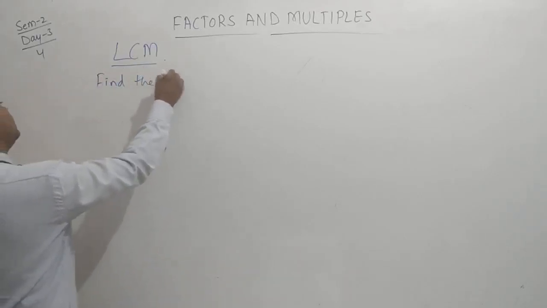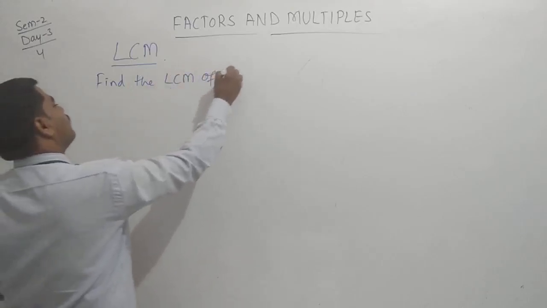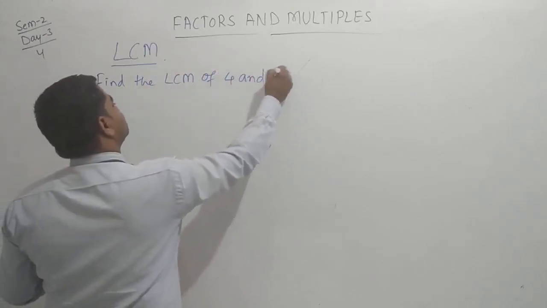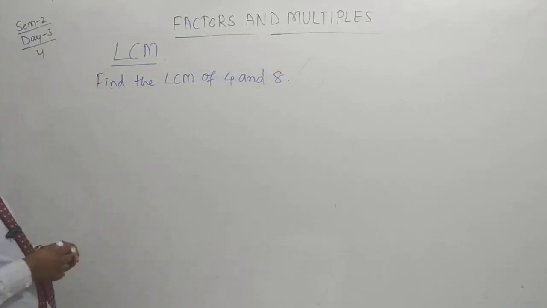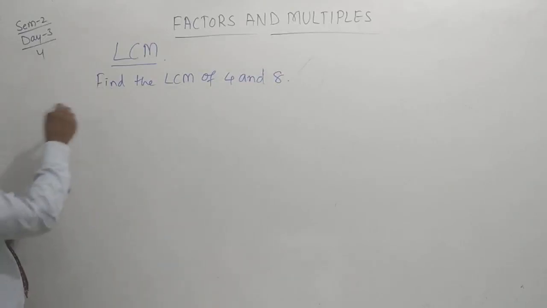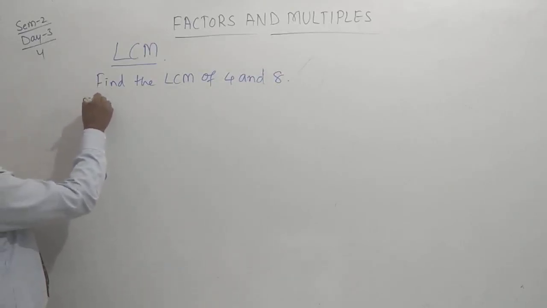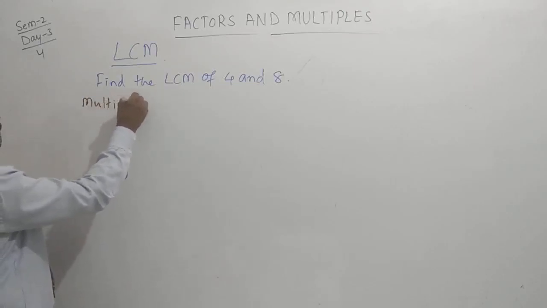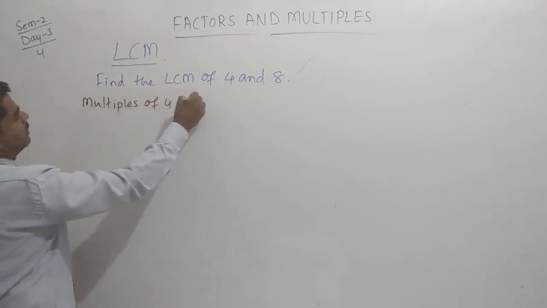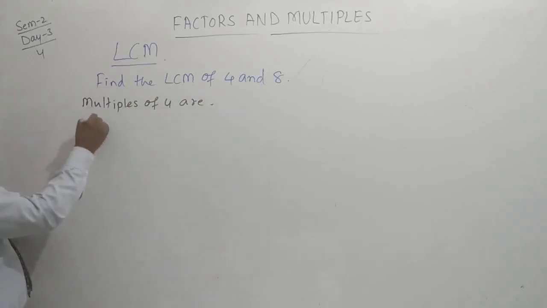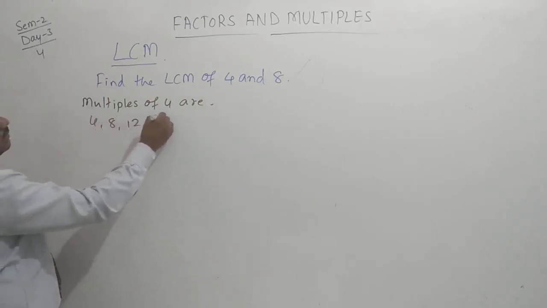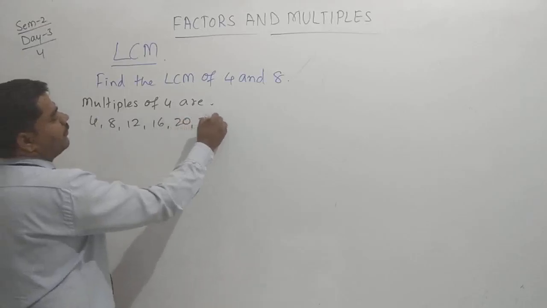Find the LCM of 4 and 8. Very simple this is. How? First write the multiples of 4. What are those? 4, 8, 12, 16, 20, 24.